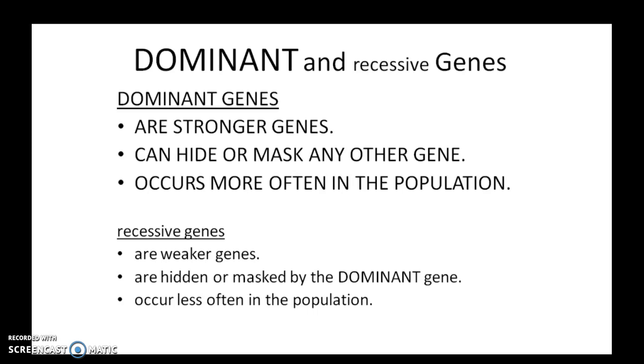Typically, dominant genes are stronger and can hide or mask any other gene. And most of the time, there are some exceptions, but most of the time, dominant genes occur more often in the population. Recessive genes are the opposite of that. They're typically weaker, they are able to be hidden or masked by a dominant gene, and typically, with some exceptions, they occur less often in the population.